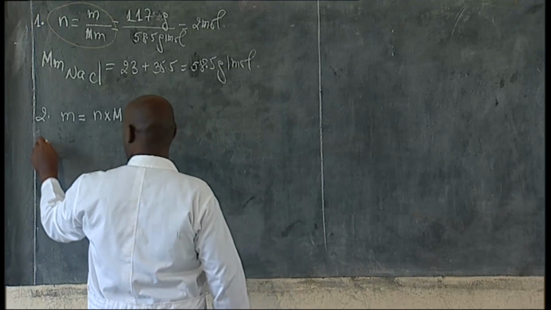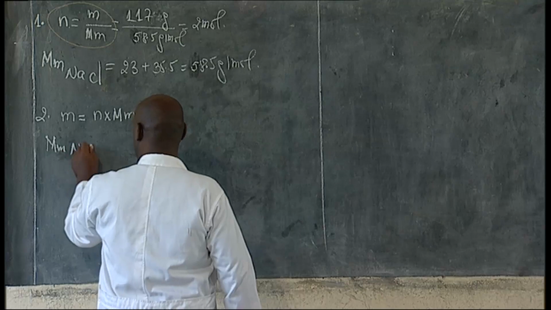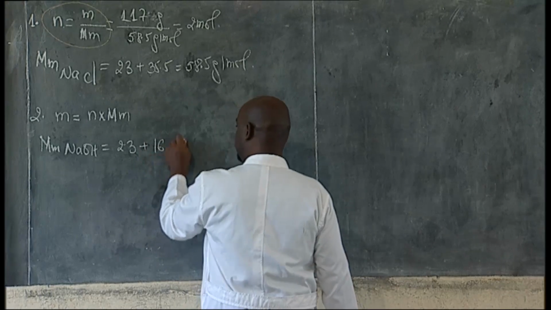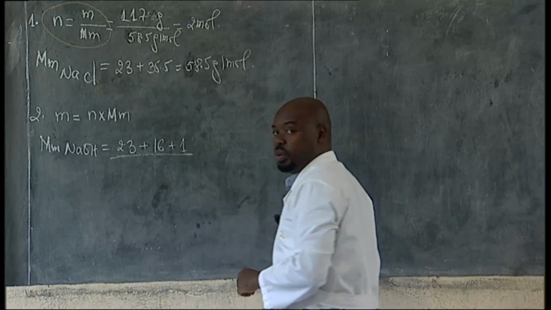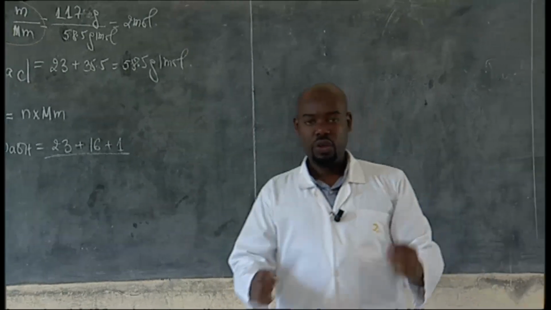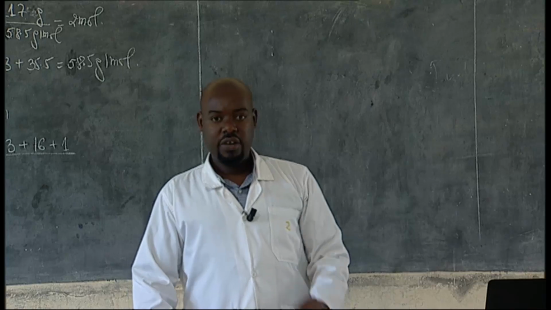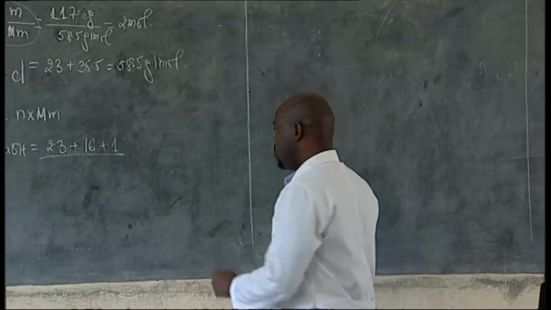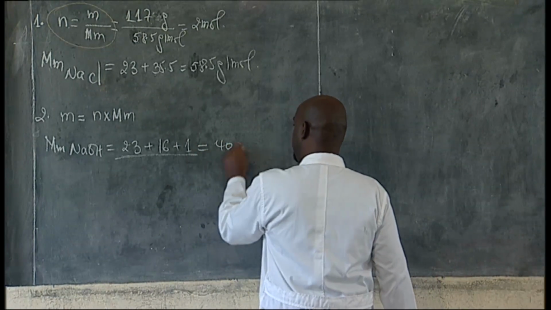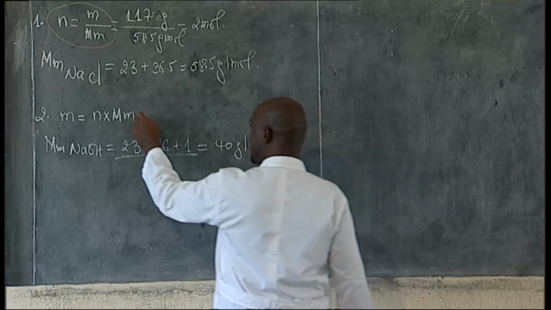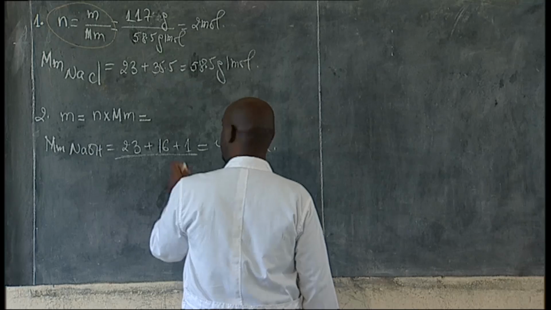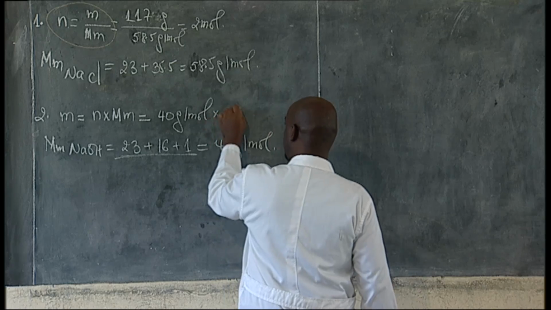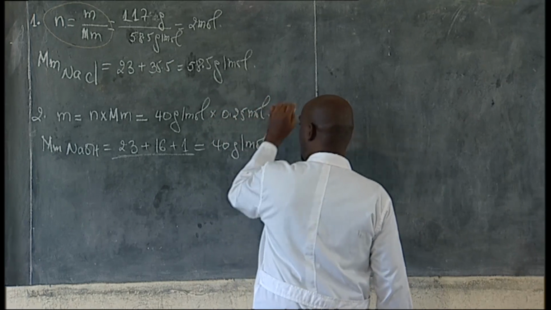And we need the molar mass of sodium hydroxide, that is 23 plus 16 plus 1. I'm reading this from the periodic table. You can use your periodic tables to identify or to deduce the molar masses of the elements. You remember that. So we get 40 grams per mole, and if we substitute in the formula, we get 40 grams per mole times 0.25 mole, and what do we get?